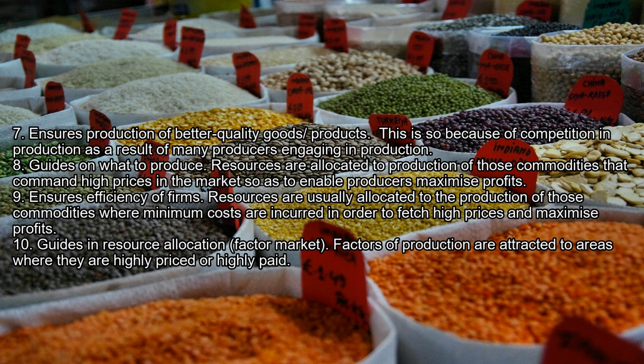Eight, it guides on what to produce. Resources are allocated to the production of those commodities that command high prices in the market so as to enable producers to maximize profits. Nine, it ensures efficiency of firms. Resources are usually allocated to the production of those commodities where minimum costs are incurred in order to fetch high prices and maximize profits. Ten, it guides on resource allocation in the factor market. Factors of production are attracted to areas where they are highly priced or highly paid.